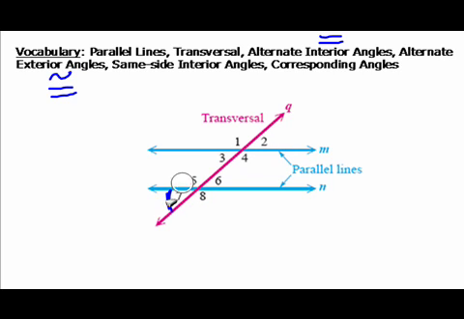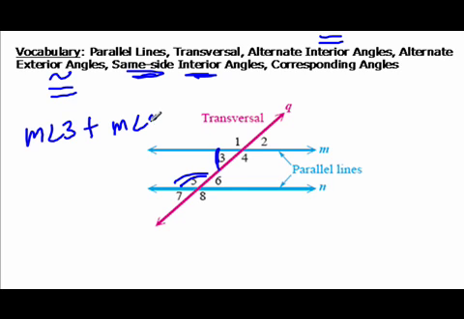Next type that we'll locate: same side interior. Same side, now we're saying same side of the transversal, inside the parallel lines. So that would be angle 3 and angle 5. Clearly not congruent. Another pair would be angle 4 and angle 6. And what do you think the relationship is between those? Supplementary. They're going to add up to 180. So the measure of 3 plus the measure of 5 equals 180 degrees. So same side interior angles are always supplementary.